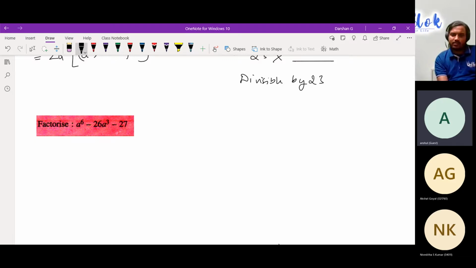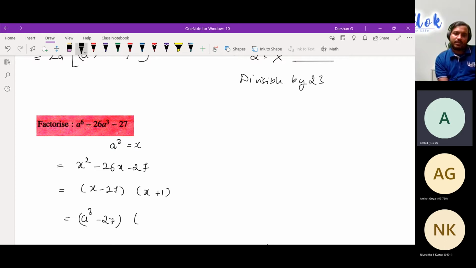Hope you are solving it. So we have to consider a cube as x here. So it is x square minus 26x minus 27. Solve it by splitting the middle term to get the answer as (x minus 27) into (x plus 1). Put what is x, and you are done with your answer.